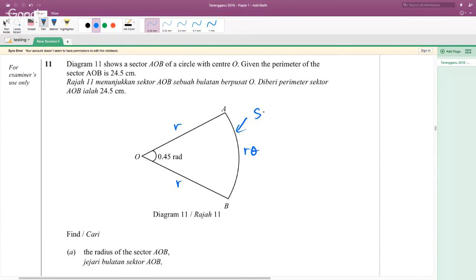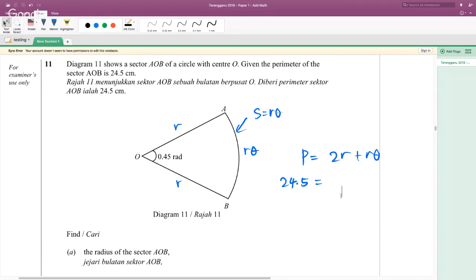Because this is arc length. S equals r theta, isn't it? So therefore, I can get my perimeter easily. It's just r plus r is 2r, plus the r theta. Okay, I got my perimeter is 24.5, and then I do not know my r, I just leave it there.